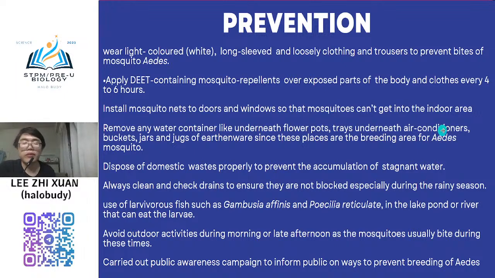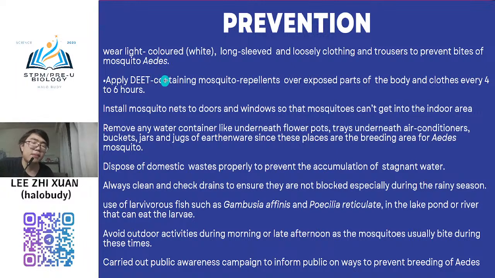Okay, if you want to prevent dengue, there are many ways. One of the ways is to wear light color clothes. Light color normally is white, long sleeve, and loose clothing and trousers to prevent mosquito bites. So you wear white color long sleeve, covering all your skin, so it is very difficult for the mosquito to bite you. Especially white color, compared to dark color like black. Mosquitoes like black more. Aedes really like black. So if you wear black clothes, you attract the mosquito. The mosquito will go to you and bite you.